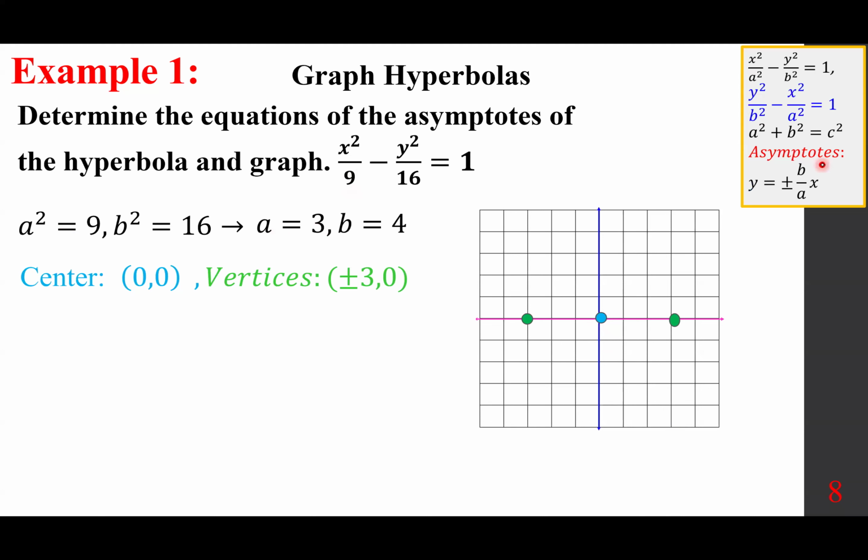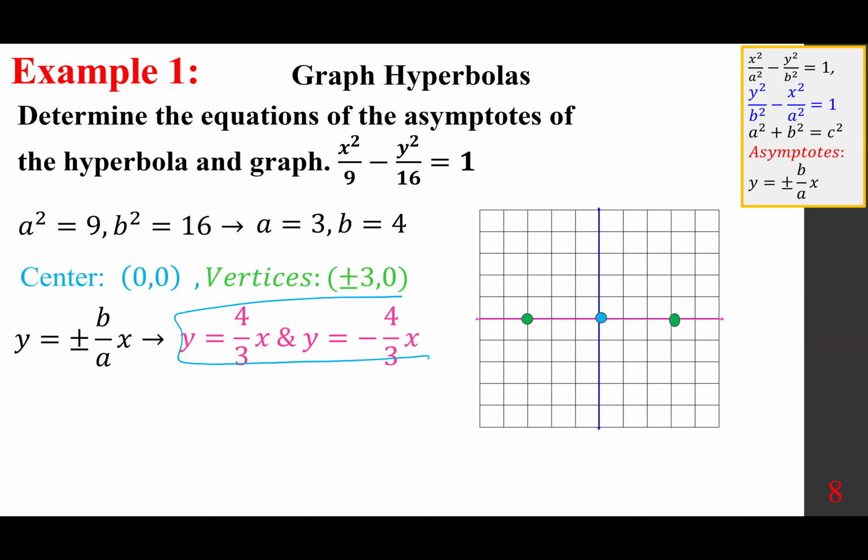The asymptotes are y equals plus minus b over a times x, therefore plus minus 4/3 x. There are two asymptotes, and you can graph them by picking a couple of pairs, class. For example, both of them will go through 0, 0, so that's easy. And then just for the sake of argument, for this one, if you pick 3 for x, y becomes 4. For this one, if you pick 3, y becomes negative 4. So it's easy to graph it.